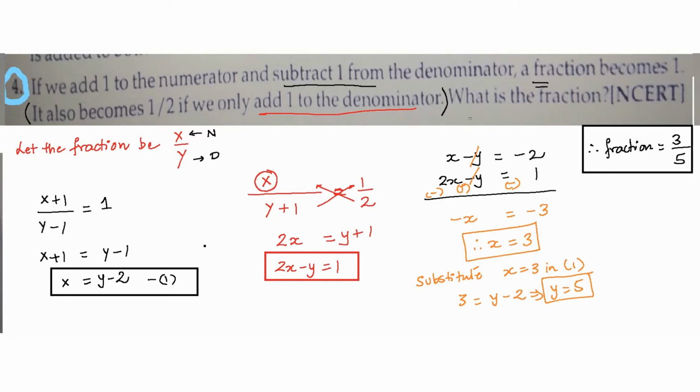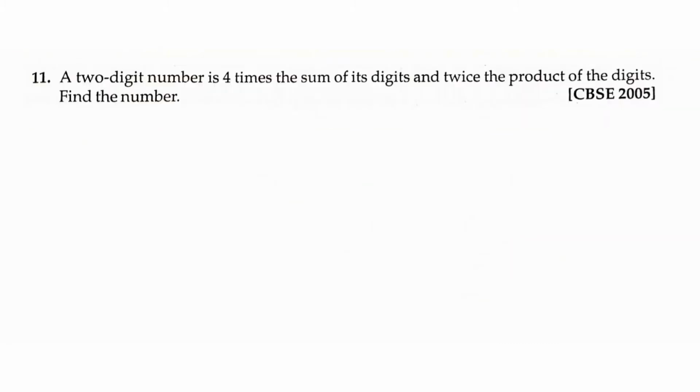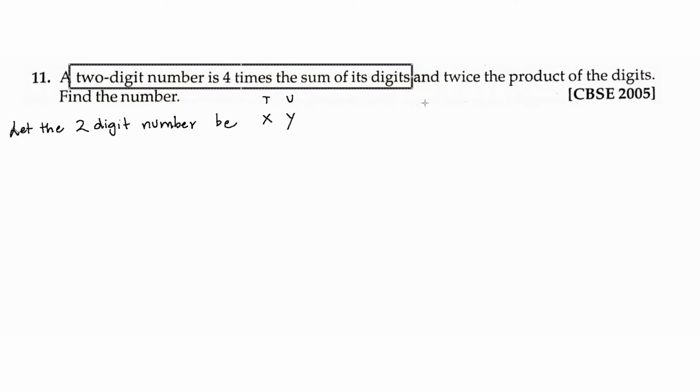Moving on to the next question. Let's take a look at this question now. A 2-digit number is 4 times the sum of its digits. So let the 2-digit number be xy, where x is in the tens place and y is in the units place. It's given that a 2-digit number is 4 times the sum of the digits. That means the value of this number, that is 10x plus y, is 4 times the sum of the digits.